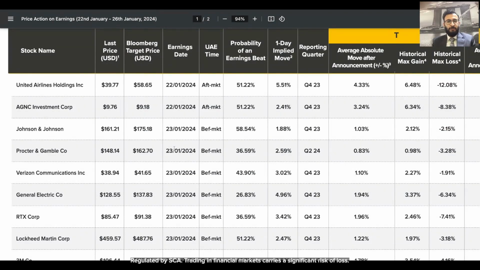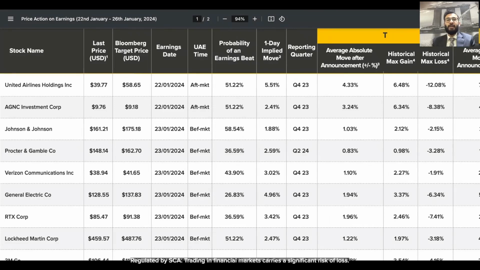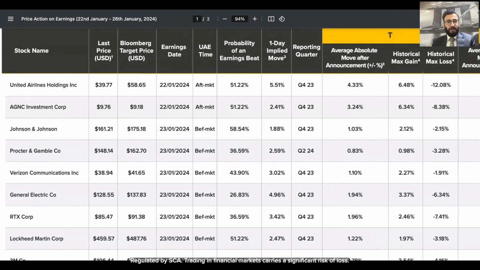So the first five columns which you see contain the name of the stock, the last price, the target price which is given by Bloomberg analyst, the earnings date, that is, at what date the earnings are going to come, and the time, whether it will be before the market opens or after the market closes. It's already mentioned here. Next comes the sixth column, which says the probability of an earnings beat.